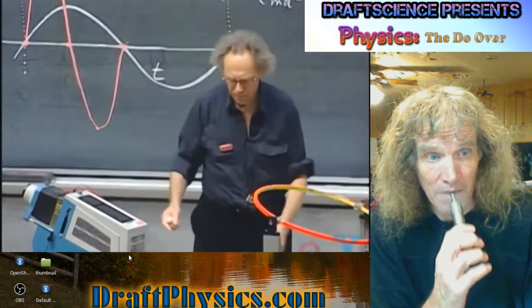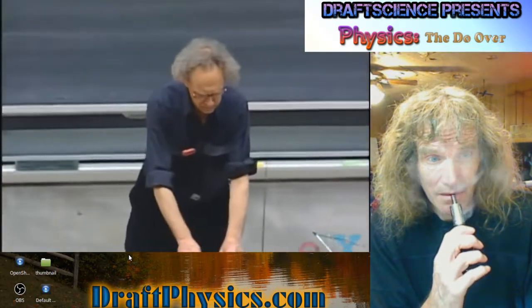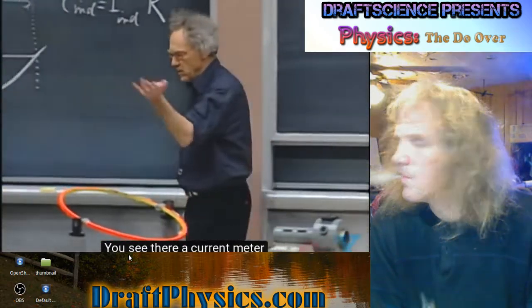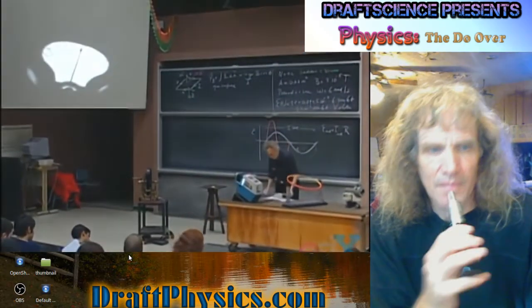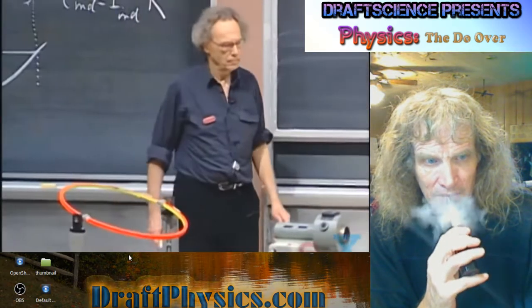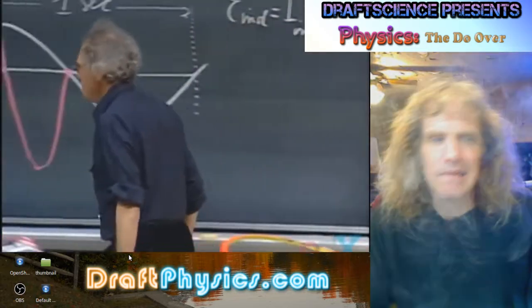I'm going to show that here. I'm going to improve on my lights. You see there a current meter with its sign sensitive, can go to the right, can go to the left. And I'm going to rotate this loop. When you rotate the loop in a magnetic field, you can even rotate it in such a way that you get no EMF. I can show that to you easily.